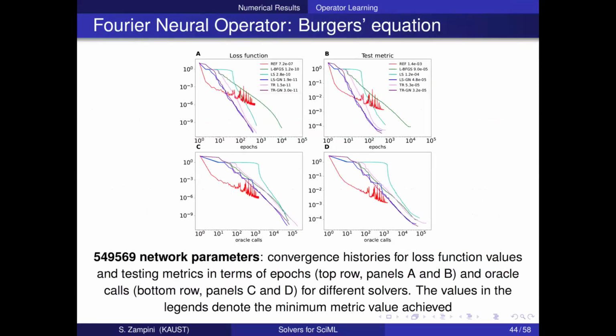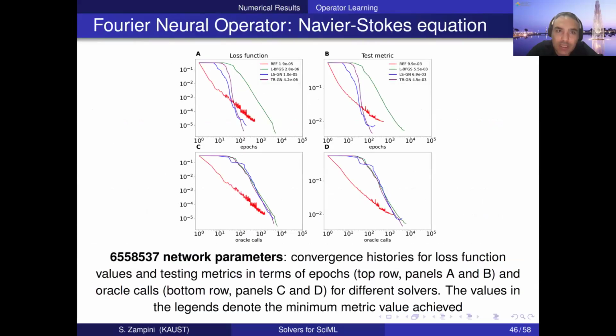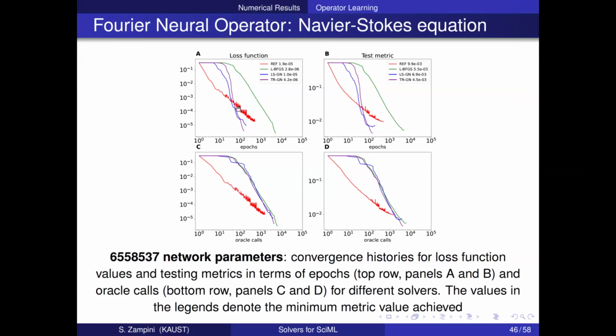So for example, FNO for these two cases, the Navier-Stokes and the Burgers, yes, this is batch, but only the reference solver is batch. All the other solvers are always full data set. I mean, I use the same mini batch size, but I always iterate on the data set. So this is a full gradient, full Hessian. Okay, is it clear? Yes. Okay.